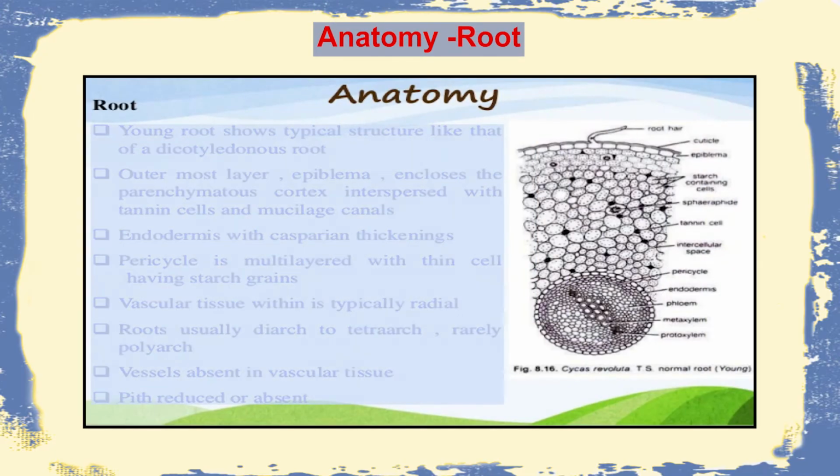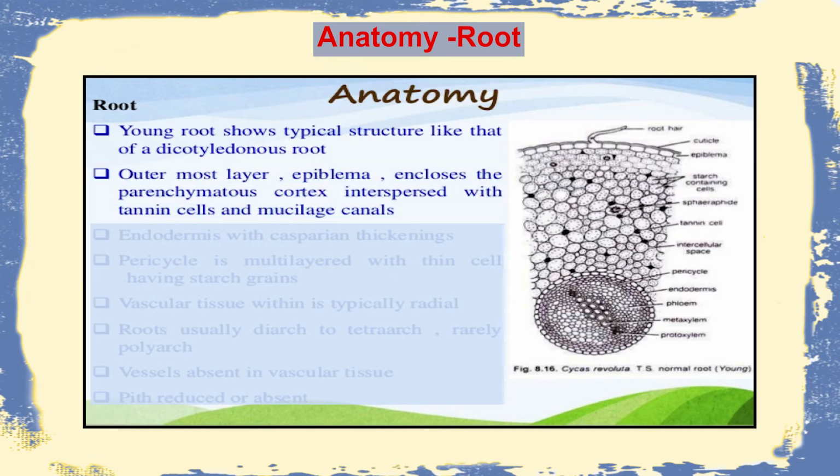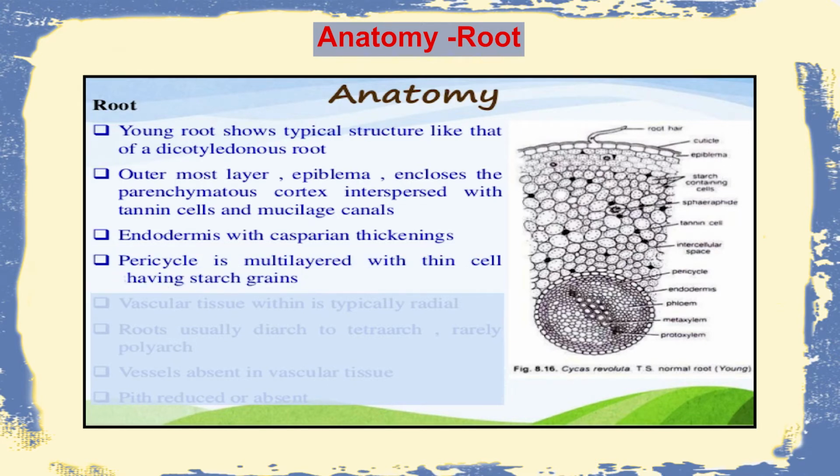Coming to the anatomy of the root and the coralloid root. Actually, the young root has a typical dicot-like structure. The outermost layer is called the epiblema, and this is enclosing the parenchymatous cortex. The cortex is also formed of parenchymatous cells having tannin cells and mucilaginous canal. The innermost region of the cortex is called the endodermis, and the endodermis is provided with Casparian thickening, followed by a pericycle which is a thin cell layer, and they are actually having starch grain.